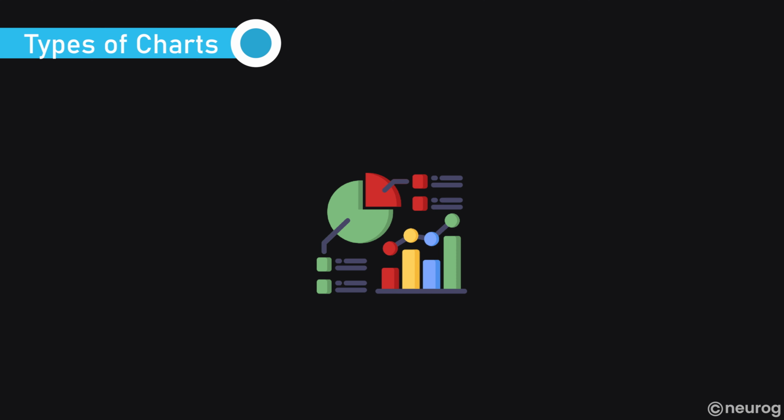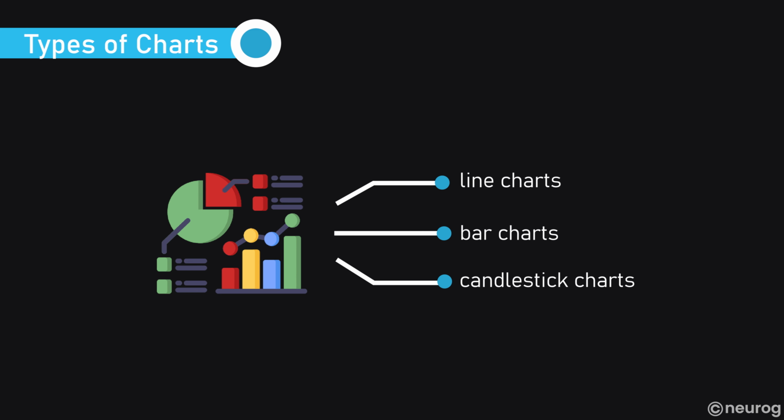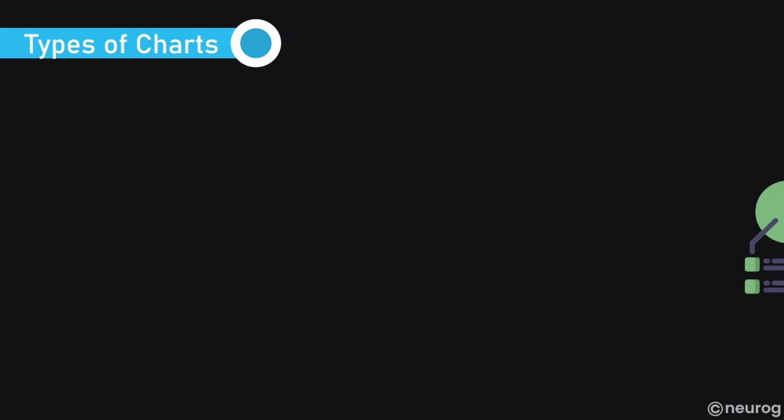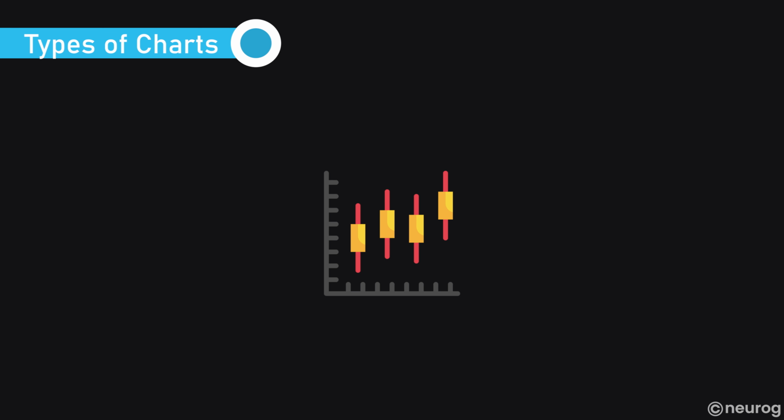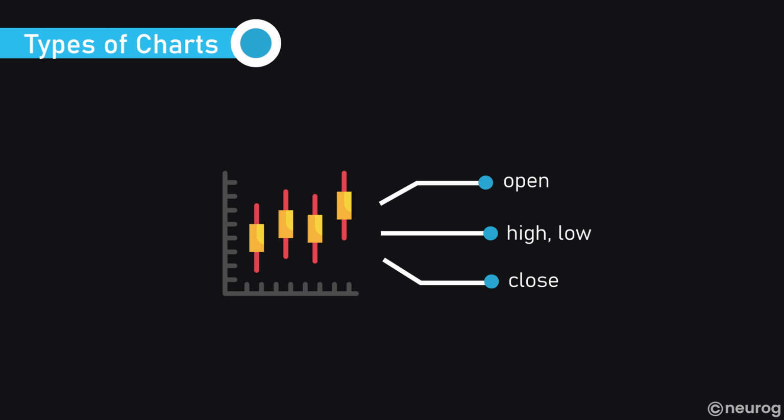Technical analysts use various types of charts. The most common are line charts, bar charts, and candlestick charts. Each type provides different insights. For example, candlestick charts are popular for their ability to show the full price action, open, high, low, close, over a specific period.